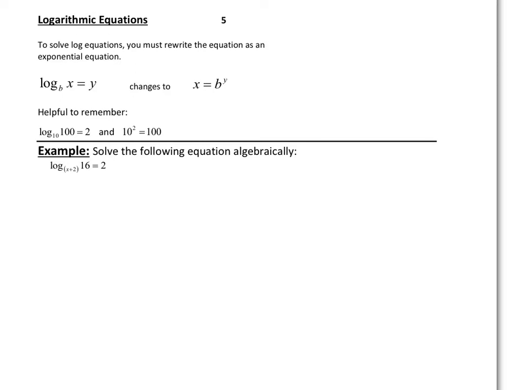So if I rewrite this, my base is x plus 2, so that becomes big. My excluded value, the one that's by itself, is my exponent. And the log value, log of 16, gets left alone.